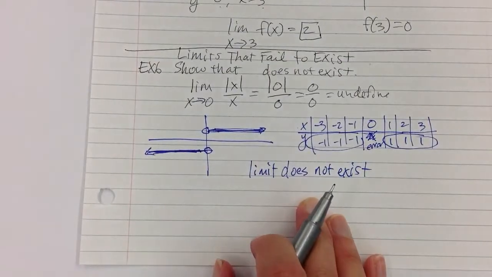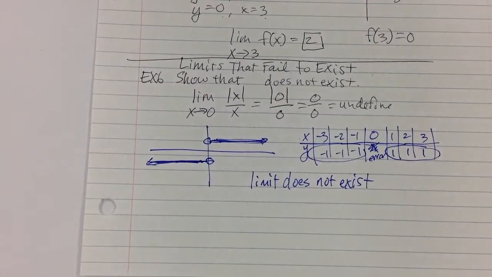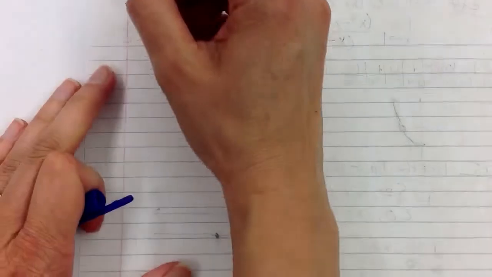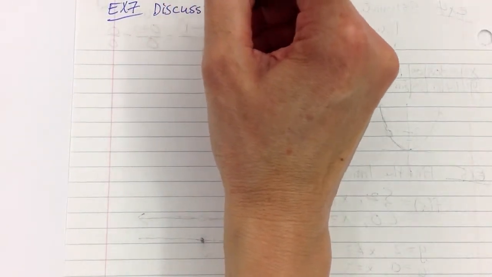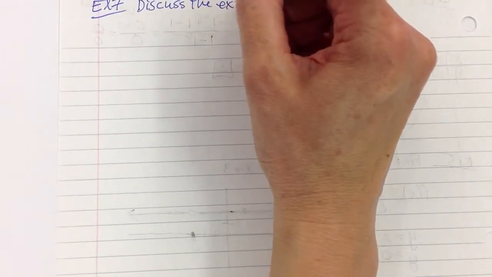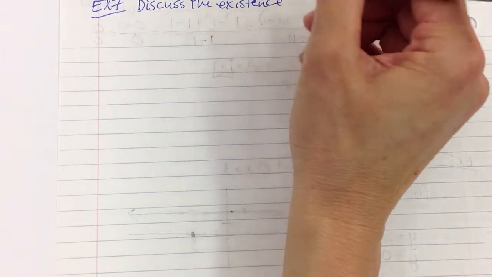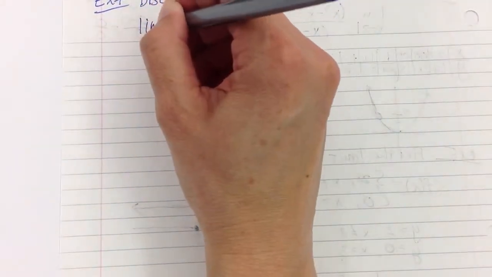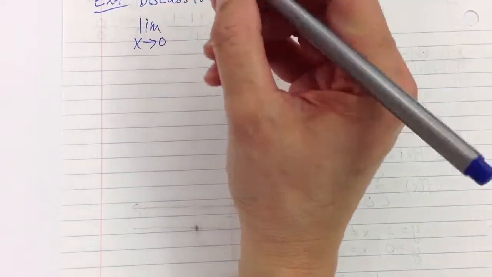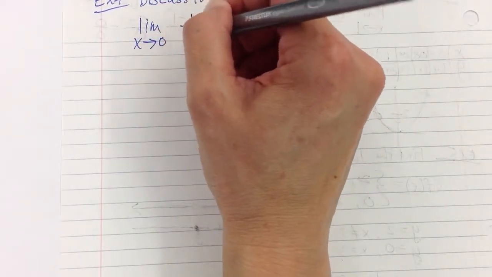All right, example 7. A couple more examples. We're almost done. Let's look at example 7 here. Example 7 says, discuss the existence of the limit. The limit as x approaches 0 of 1 over x squared.